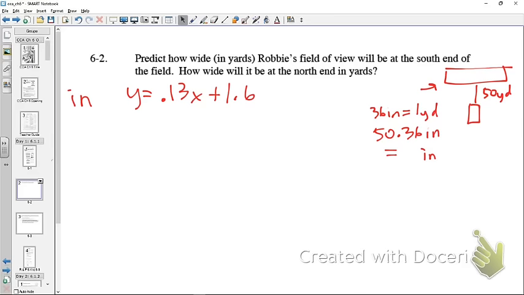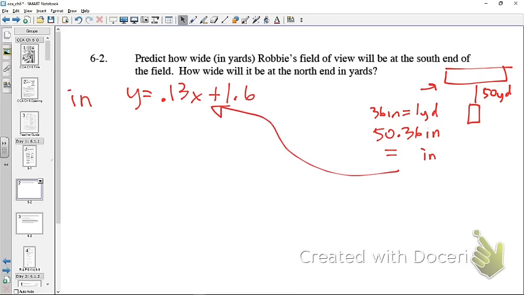Then what you need to understand is, what did I just get? Did I get an x value or a y value? Well, remember, x is how far you are from the wall. Y is how much you can see. So predict how wide Robbie can see. Oh, his name wasn't Bobby, it was Robbie. Predict how much Robbie can see. So we're predicting a y value since we know an x value. So this is an x value, whatever that is.